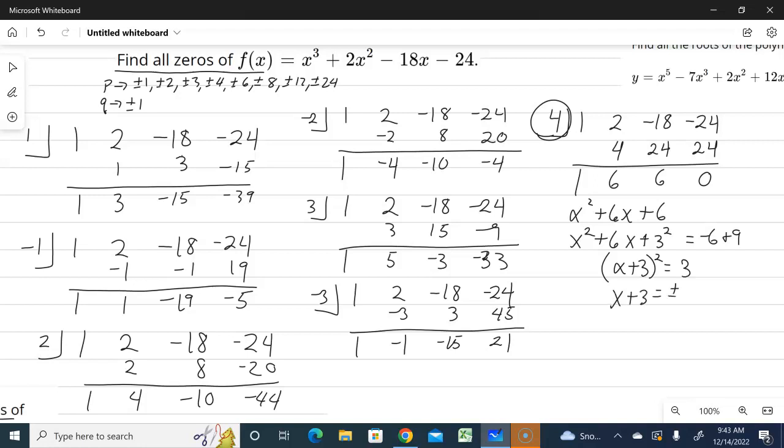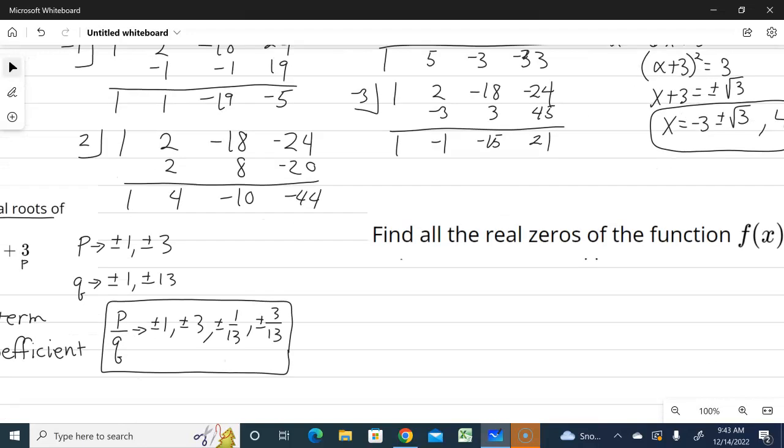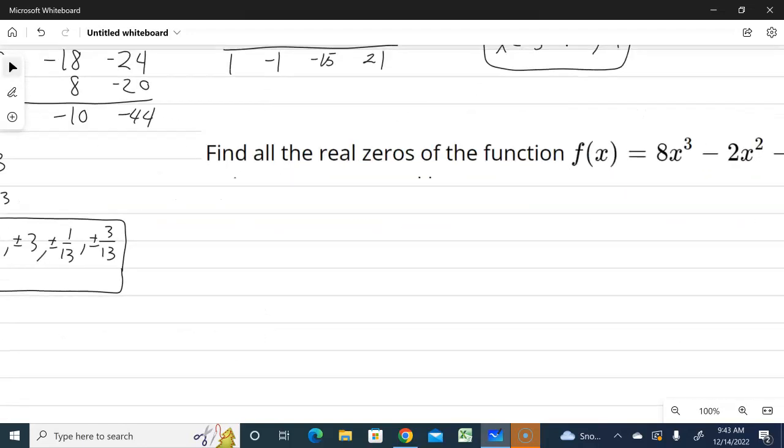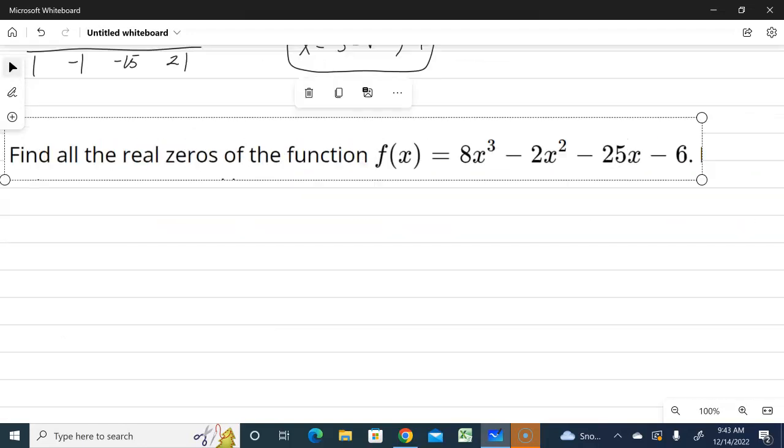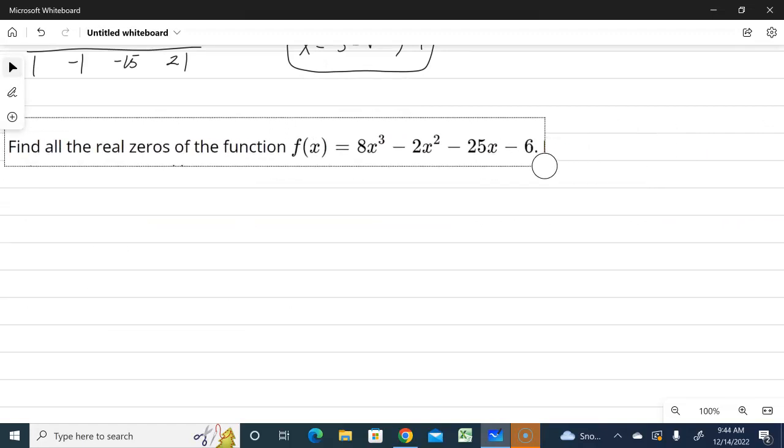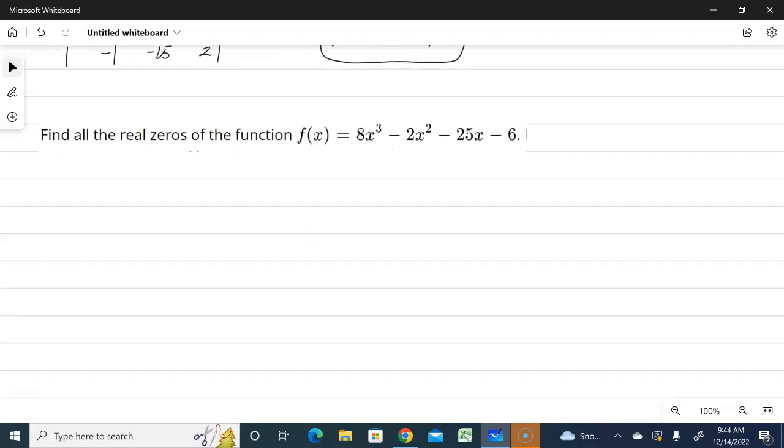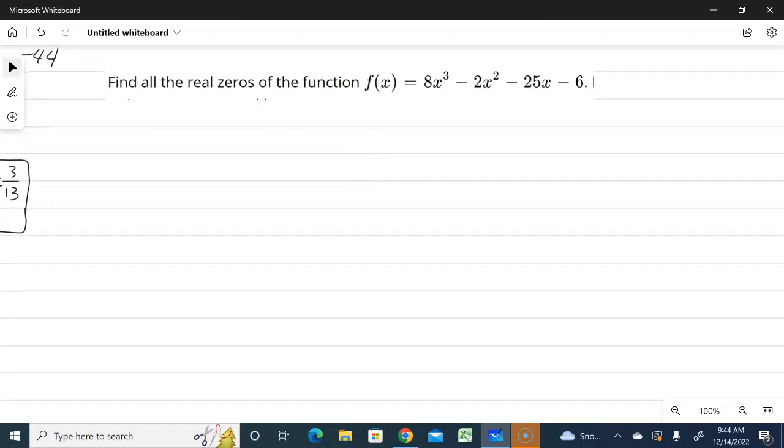We get plus and minus square root of 3, x equals negative 3 plus and minus the square root of 3. Along with our solution we found of 4, there are our solutions. So as you can see, that one took a little time, many attempts to find the solution. So let's try that again. Let's go down to this question here. Make that print a little bit smaller. Here we go. We're going to try this again.